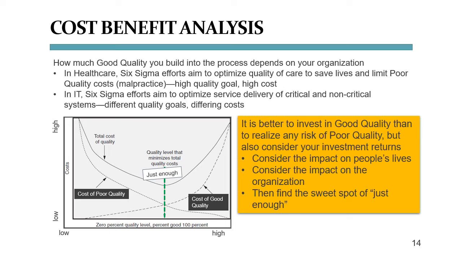The graph here shows that the sweet spot of just enough lies where the investment in quality protection measures, that is the cost of good quality, crosses the line of quality problem management, which is the cost of poor quality. This is also where the total cost of quality is the lowest.